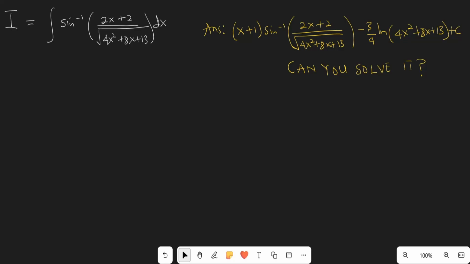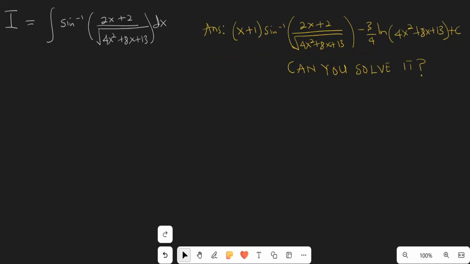In this video, we look at this indefinite integral, the integral of the sine inverse of (2x + 2) divided by the square root of 4x² + 8x + 13. The answer to this integral is on the right hand side, here. So make sure you try this integral before you follow the steps in the video. I'm going to break this one down step by step for us to understand.